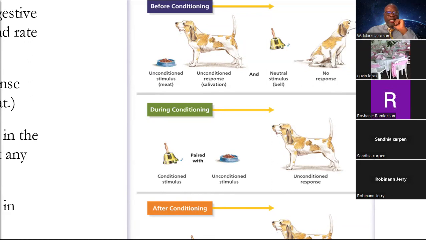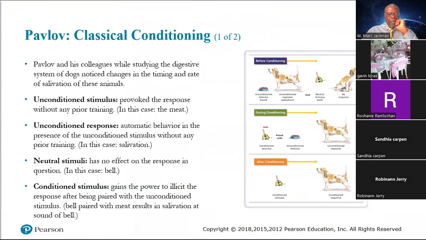And what he started to do was ring the bell, as you can see here. As soon as he rang the bell, he presented the meat powder, the meat. So the dogs began to salivate immediately. He rang the bell and he put the meat. So what happened? He was conditioning them to respond to the bell in anticipation of the food that was going to come.